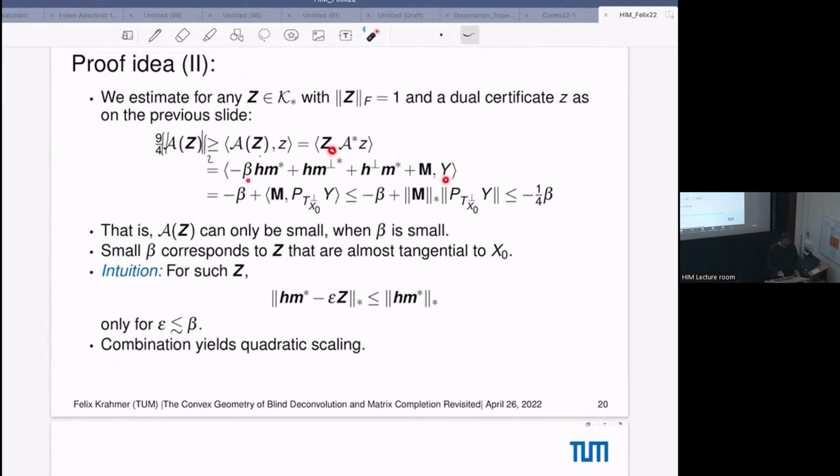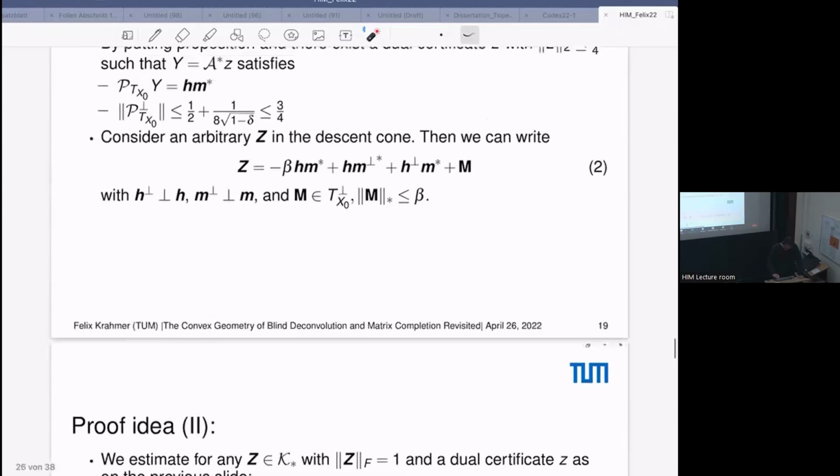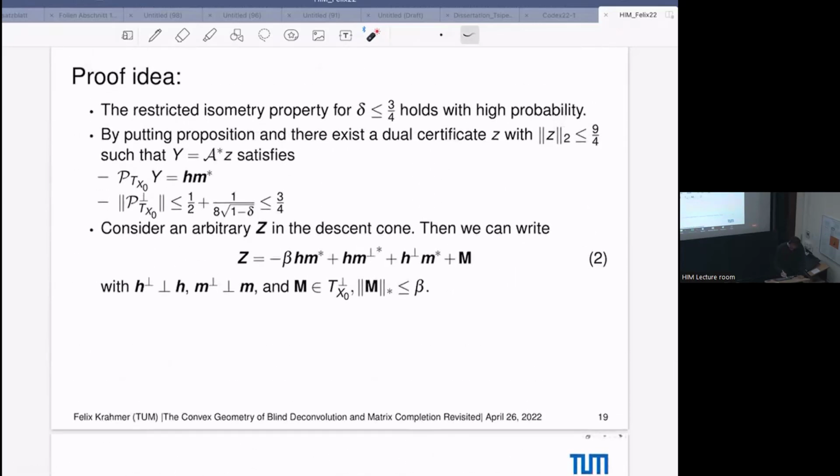And for this, we use what I just explained to you, the general representation for an element in the descent cone. And now we can use all the properties that we had from the exact dual certificate. The first thing is, let me recall what they were. The first thing is here, if we project on the tangent plane here, tangent space, then we're getting just HM star back.